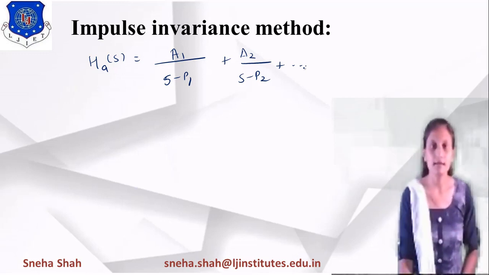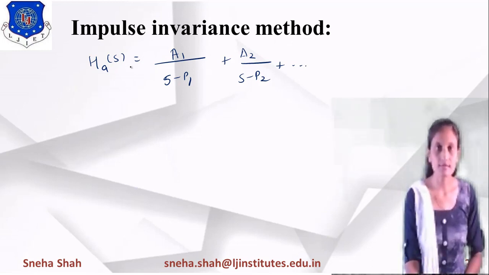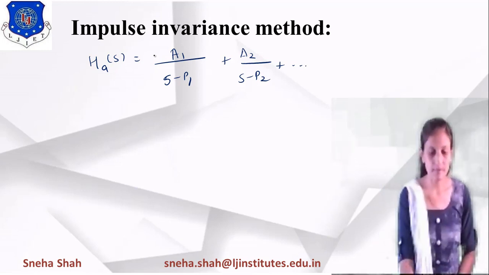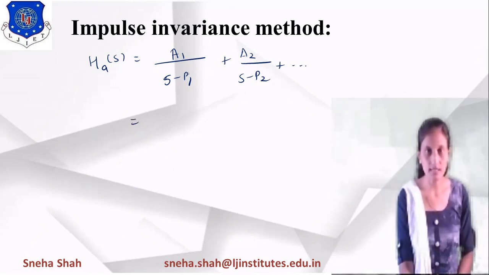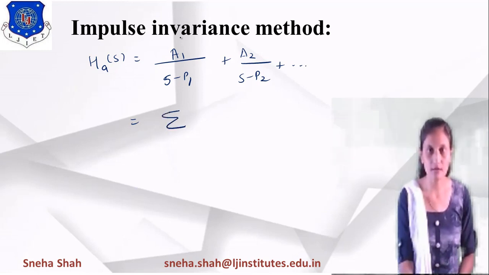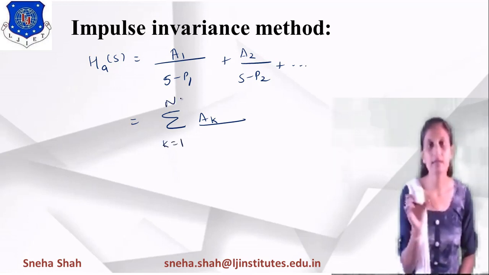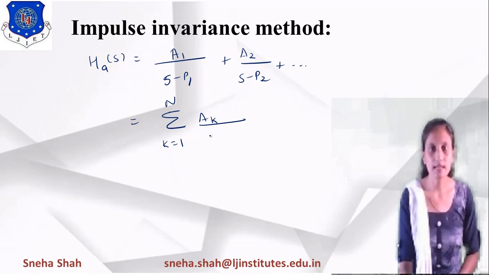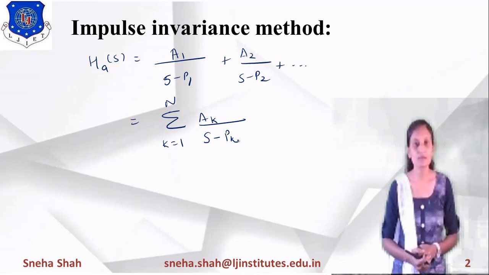In the impulse invariance method, we start with this analog transfer function, which is in the form of poles P1, P2, P3 obtained using the partial fraction method. In the generalized form, it is represented as the summation of Ak upon s minus Pk, where k goes from 1 to n, if we are taking n number of poles.